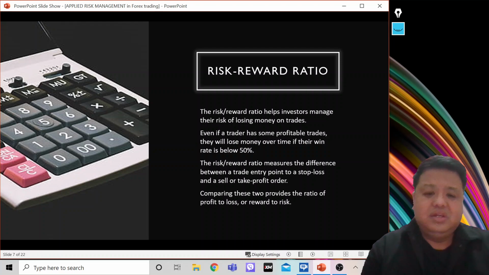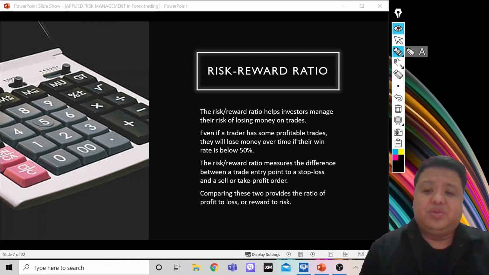Okay. Now, the risk to reward ratio will measure yung difference between your trade entry towards a stop loss and your trade also to your profit take o yung take profit mo. So, comparing these two will provide a ratio of profit to loss or a reward towards your risk. So, ganito siya. So, halimbawa, okay, i-set up ko lang.